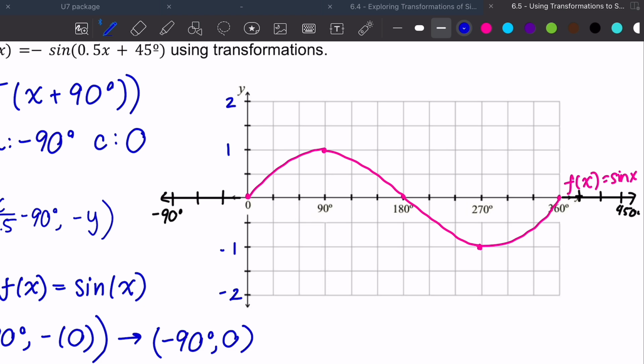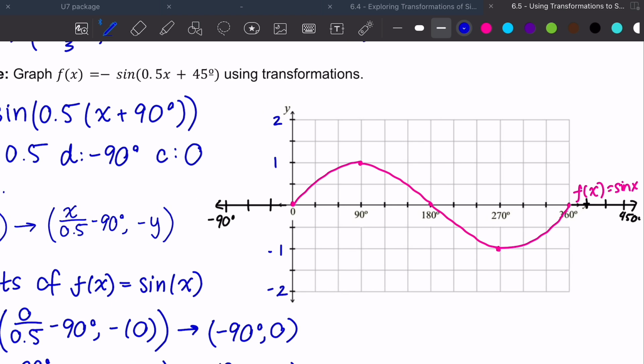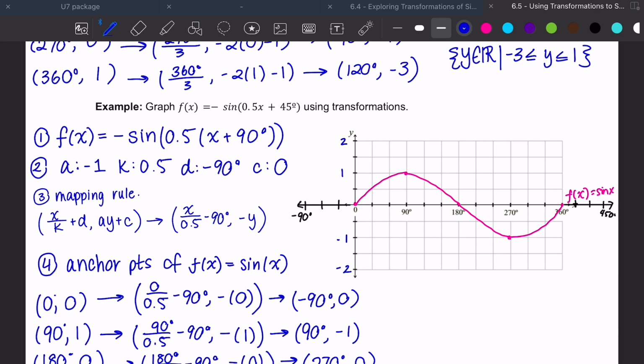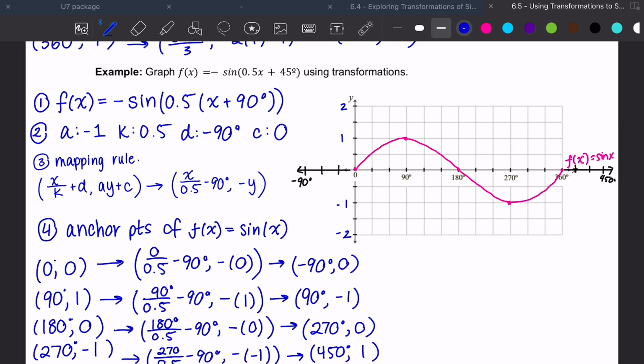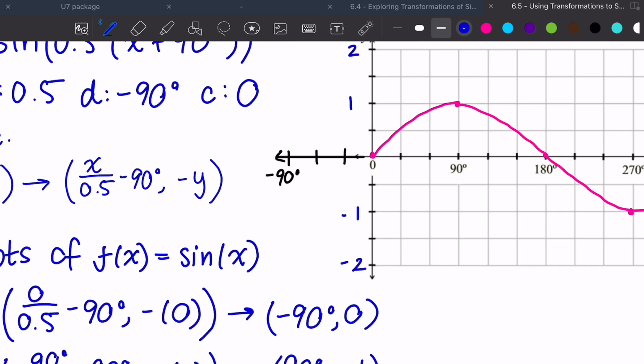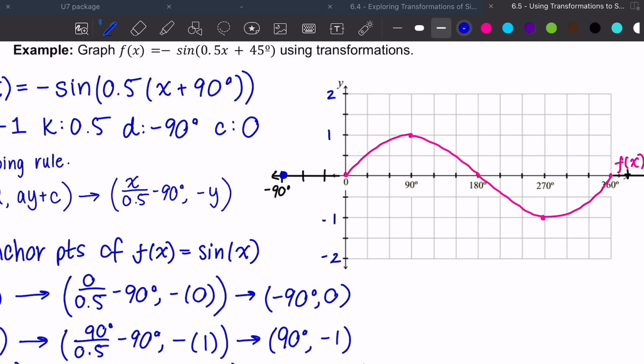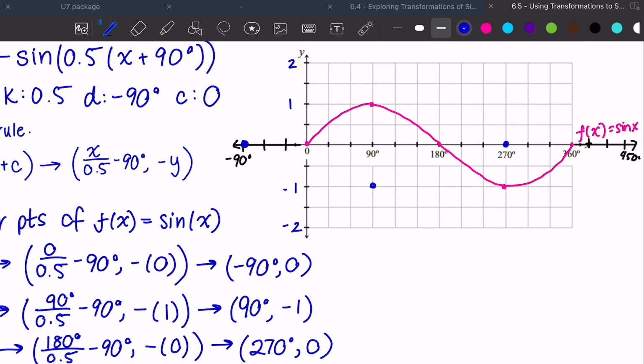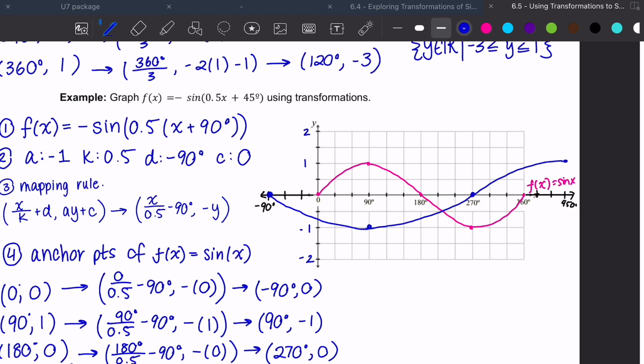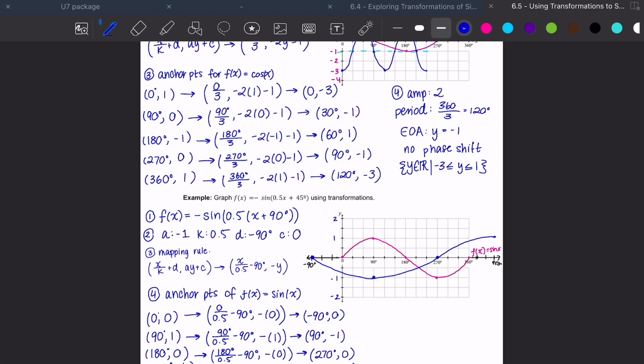And now if I do in blue my new transformed function, you're going to see that this is super wide and barely covers one full rotation or one full revolution. So at -90, I'm at 0. All the way to +90, I'm at -1. All the way to 270, I'm back at 0. And then at 450, I'm at 1, which is approximately there. So I didn't even get to do my last point to make it a full cycle. But you'll see that this is so wide, right? So that's my new transformed function.